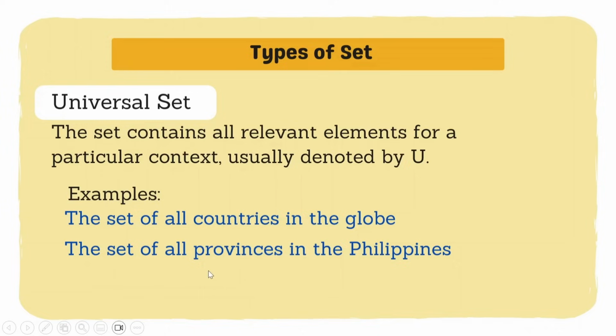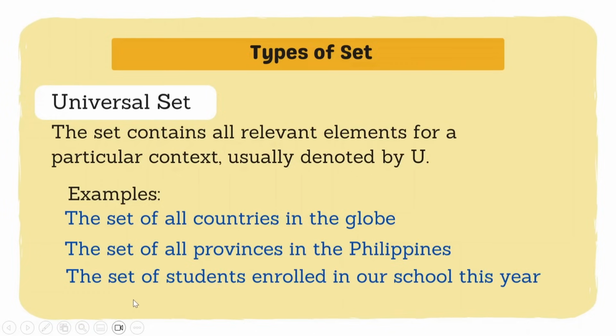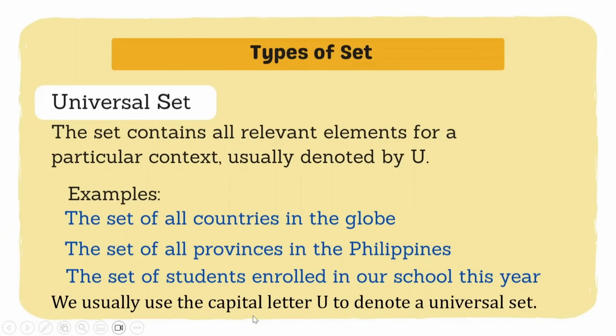We also have the set of all provinces in the Philippines. Kung ang context po natin ay provinces in the Philippines, yung lahat po ng provinces in the Philippines, yun na po yung universal set natin. And the set of students enrolled in our school this year, or kung ano po yung number of students enrolled in your own school. Kung ang pinag-uusapan naman ay number of enrollees. So again, meron po tayong tinatawag na context. Later on, meron po tayong pag-aaralan mamaya na subset. Dito po natin may apply itong universal set na ito. So we usually, don't forget, use capital letter U to denote a universal set.